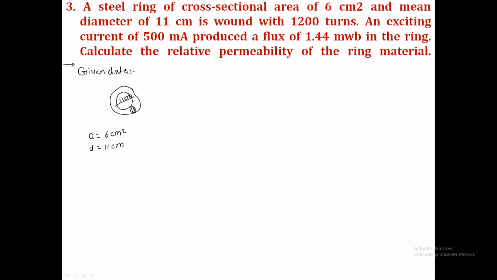Is wound with 1200 turns. The complete ring is wound with 1200 turns. So here I can write N is equal to 1200. An exciting current I, the current flowing through that coil, the value of I is given. How much is given? 500 milliampere. Okay. Produces a flux. When the current flows, as you know, this is the expected path of flux phi. So that phi value is, one minute.